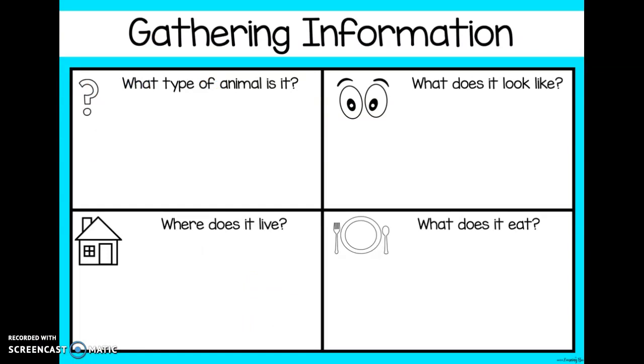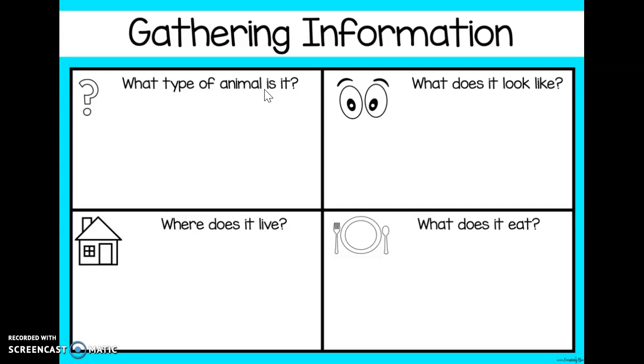So the next step is, once we have read our story, we then gather the information. And I use a sheet like this that has what type of animal it is, what does it look like, where does it live, and what does it eat, all on one page. And I put all my ideas from reading the book on this page. So what type of animal is it? Well, I know already that a lion is a mammal.